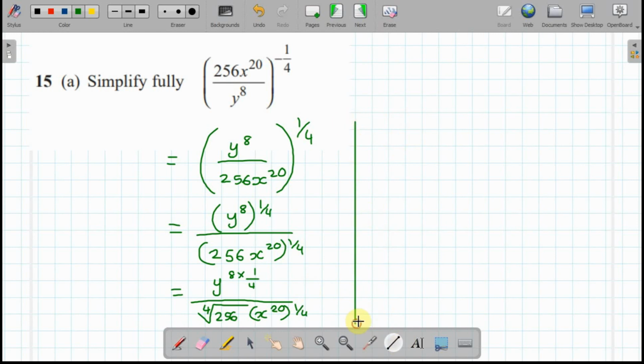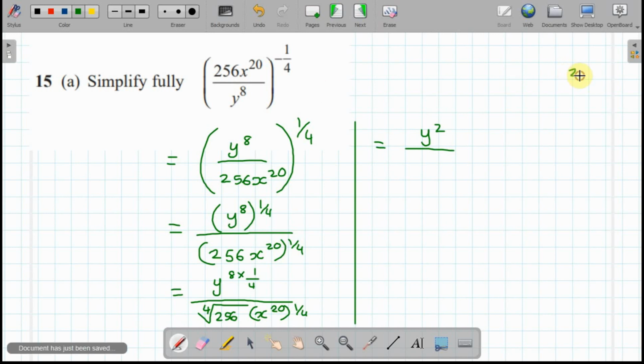Okay, I'm going to carry on the right hand side. So 8 times a quarter will give me 2. So that's y squared over. Now, if you are not sure how to find the fourth root of 256, I'll just go over that quickly.